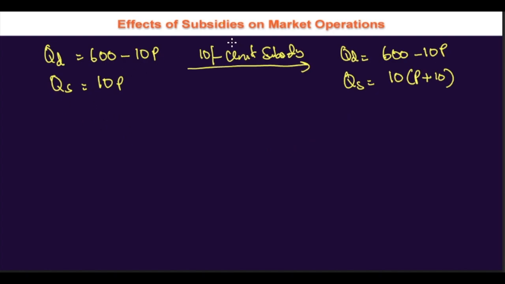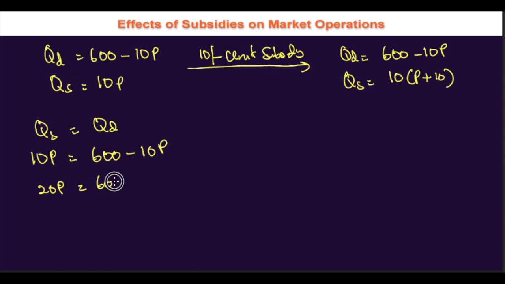Before the subsidy is imposed, we have quantity supplied equals quantity demanded during equilibrium, so 10p equals 600 minus 10p. Bringing 10p to the left hand side, it is 20p equals 600. So p is 30 rupees. So the price at equilibrium would be 30 rupees, and if you substitute here, 10 into 30 would be 300. So quantity supplied at equilibrium would be 300 units.